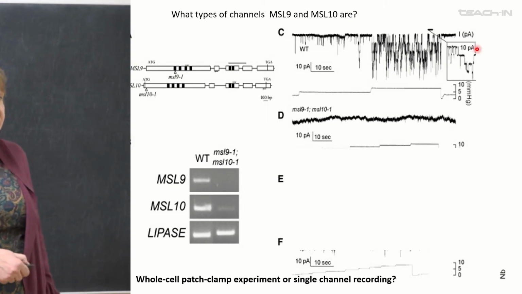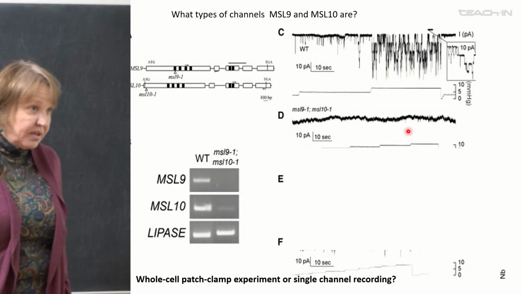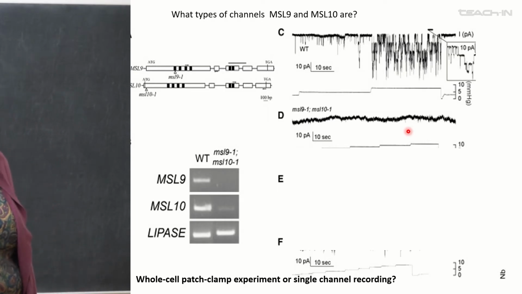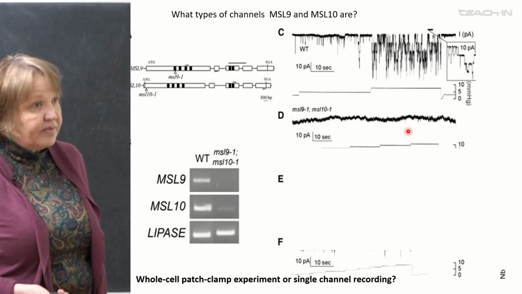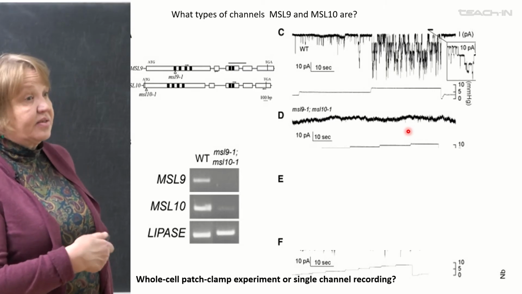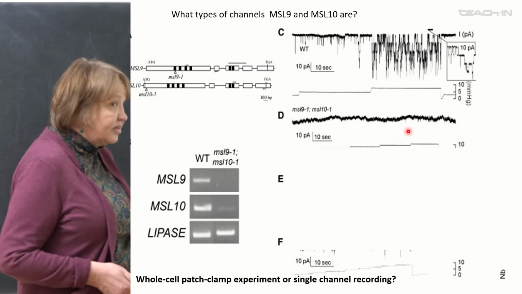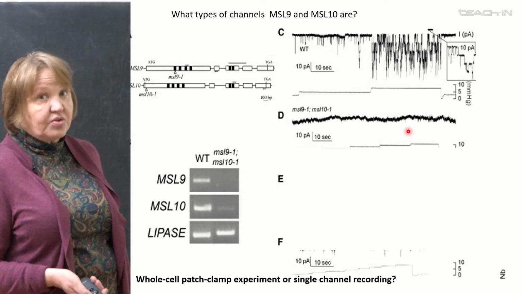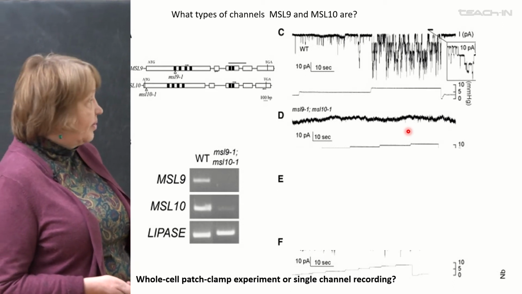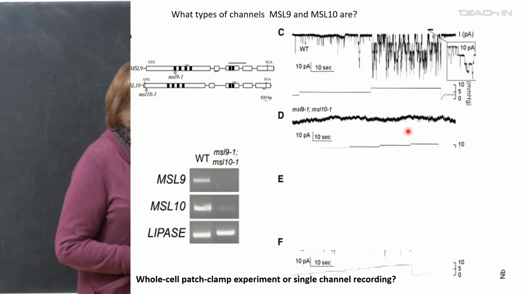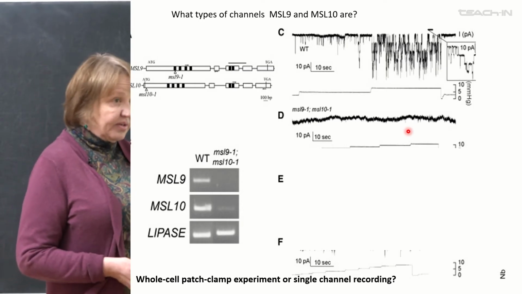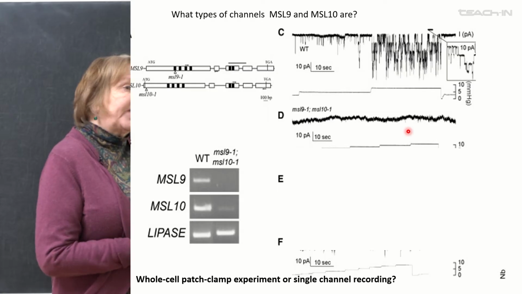And what is this? It is the situation, the ion flow in the double mutant. Yes, and it doesn't respond to these changes in pressure. Mm-hmm. So what do you think, when is it relevant?